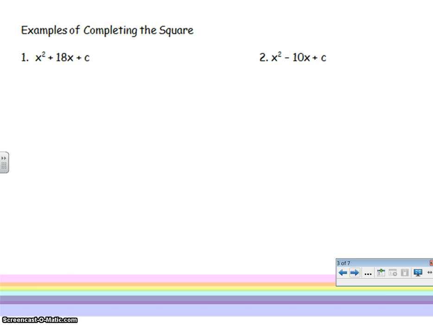Here we're not going to solve anything, we're just going to complete our square. So we have x squared plus 18x plus some mystery number for c that we need to find out that's going to complete that square. So 18 is our value for b. So we're going to do 18 divided by 2, and we're going to square that.